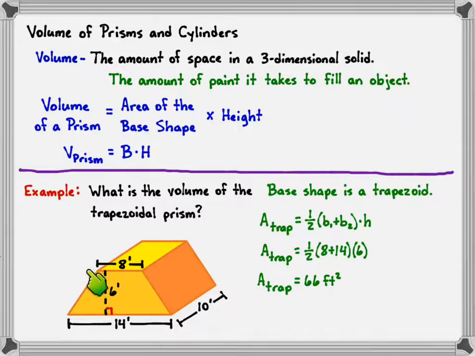Now that is the area of the trapezoid. Now here's where I can get some students confused. Remember, the volume is the base times the height. A lot of students are going to say that the height of the prism is 6. It's not. You see, what was 6? The height of the trapezoid is 6. But what is the height of this prism?